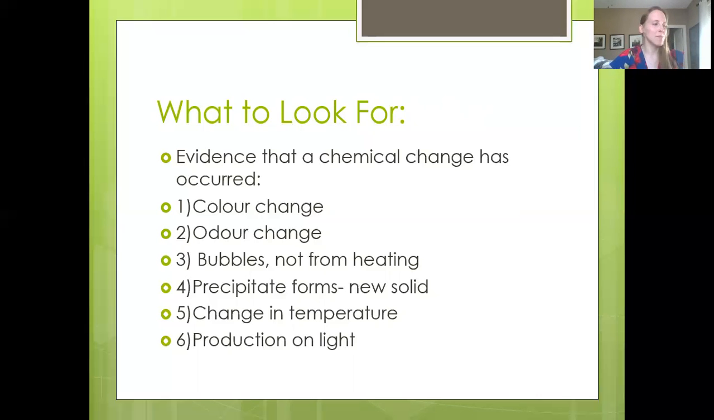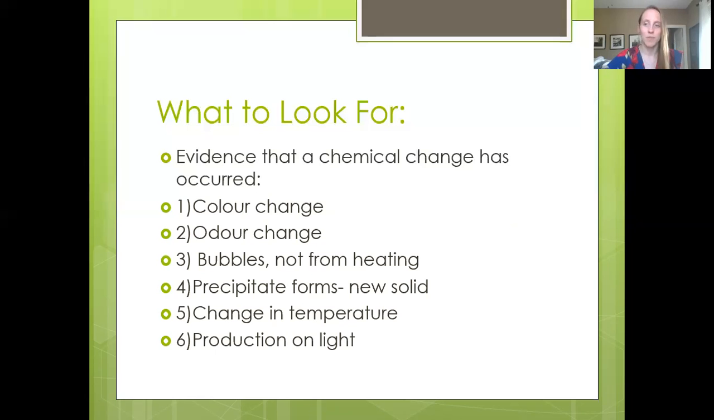Same with bubbles. I mean, if I put something on a hot stove and I start seeing bubbles, that doesn't describe bubbles that have formed on their own. They're forming because I have heated the solution up. Same with a change in temperature.